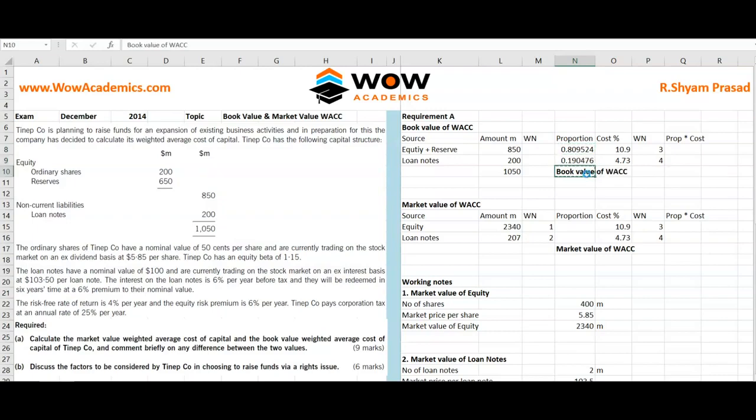So if you want, you can add these numbers. This should come to 1. If it comes to 1, then it's right. So we have our cost. The last step is to multiply the proportion into the cost. So you'll get your proportional cost. Do it for the same, and finally you have to add. So we'll add formulas here. So the answer comes to 9.7. Okay, so this is the answer.